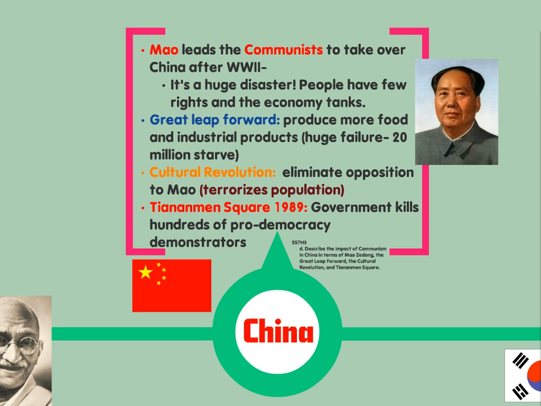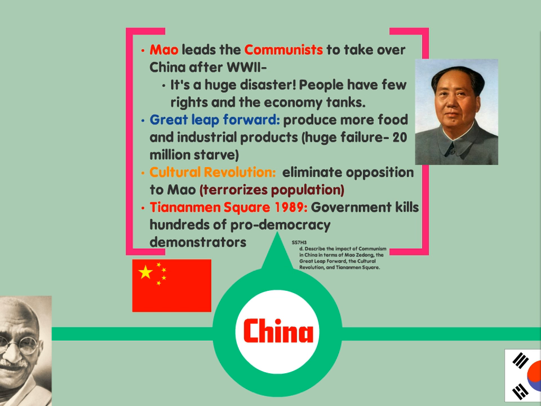There are three major events we needed to know about. The first one was Mao's plan called the Great Leap Forward. This idea to produce more food and industrial products, which of course was a huge failure, resulting in 20 million people starving to death. The Cultural Revolution, that Mao led to eliminate any opposition to him or to the Communist Party. This ends up terrorizing the population of China for 10 years, ending only when Mao died in 1976.